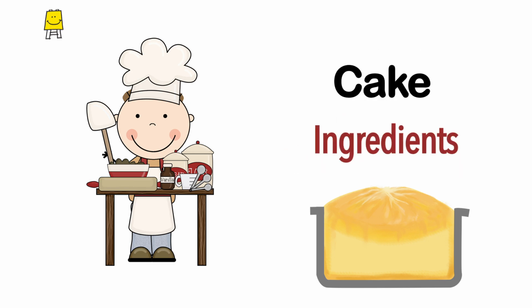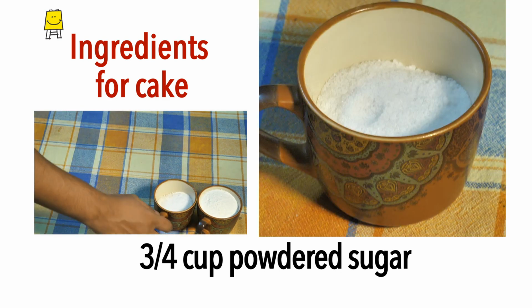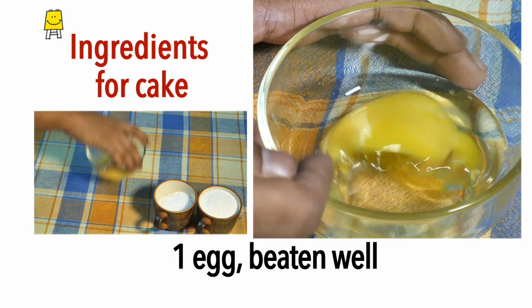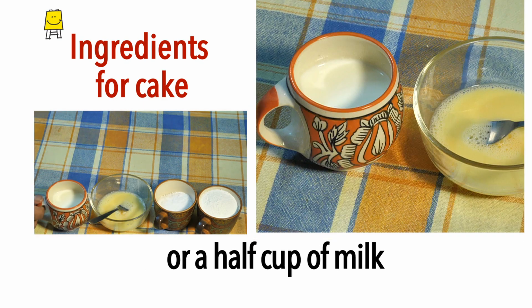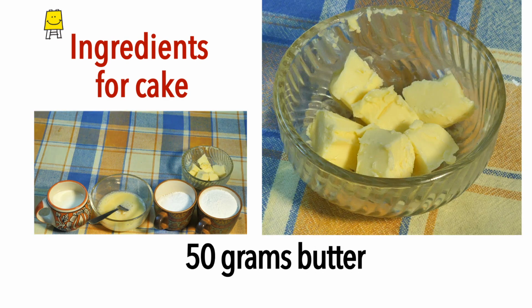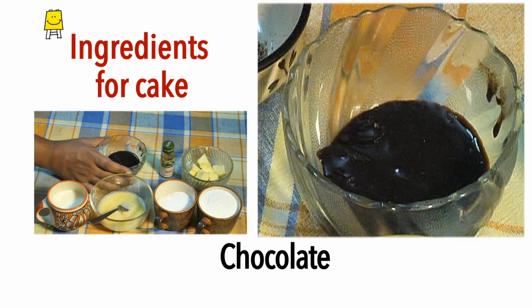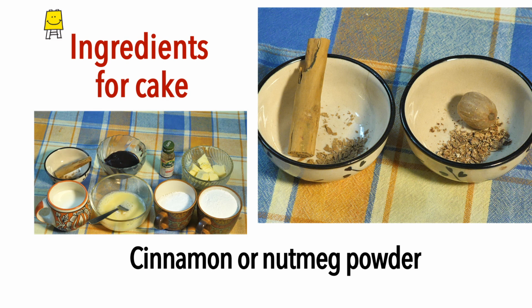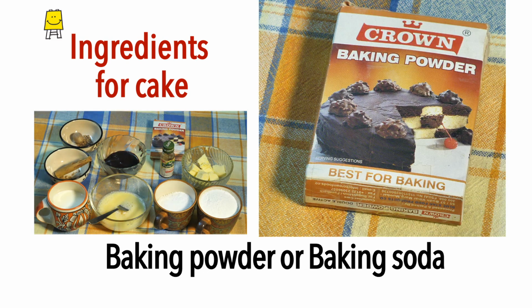Here are the ingredients: 1 cup refined flour, 3/4 cup powdered sugar, 1 egg beaten well. If you do not eat eggs, you can use a half cup of milk, 50 grams of butter, a flavor of your choice like vanilla essence, chocolate, cinnamon or nutmeg powder, baking powder or baking soda.